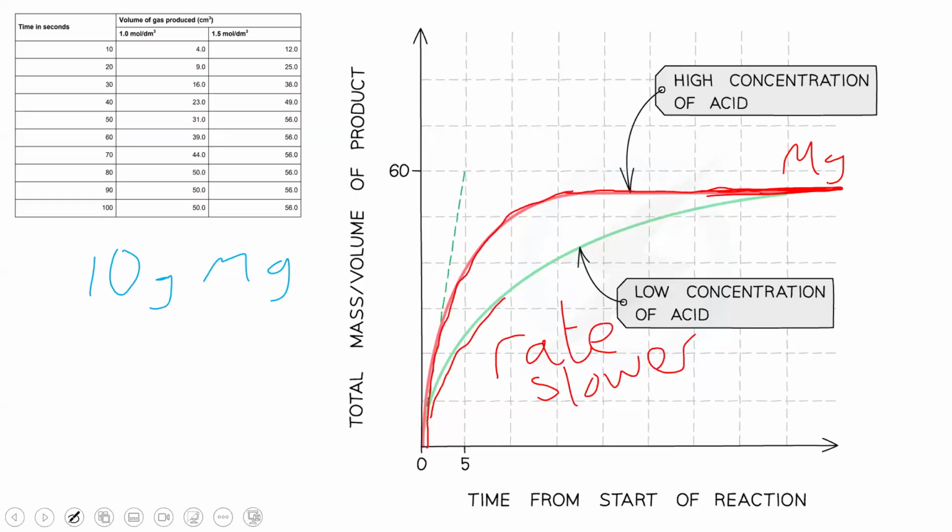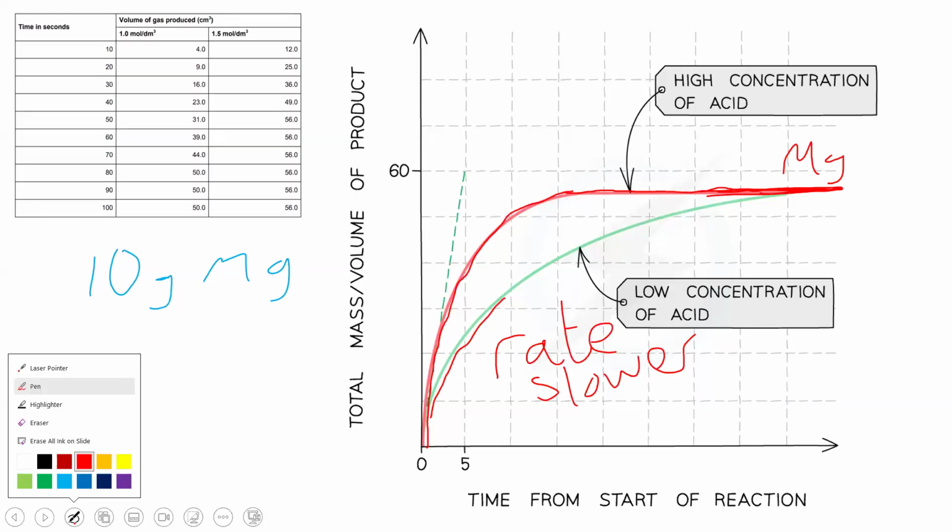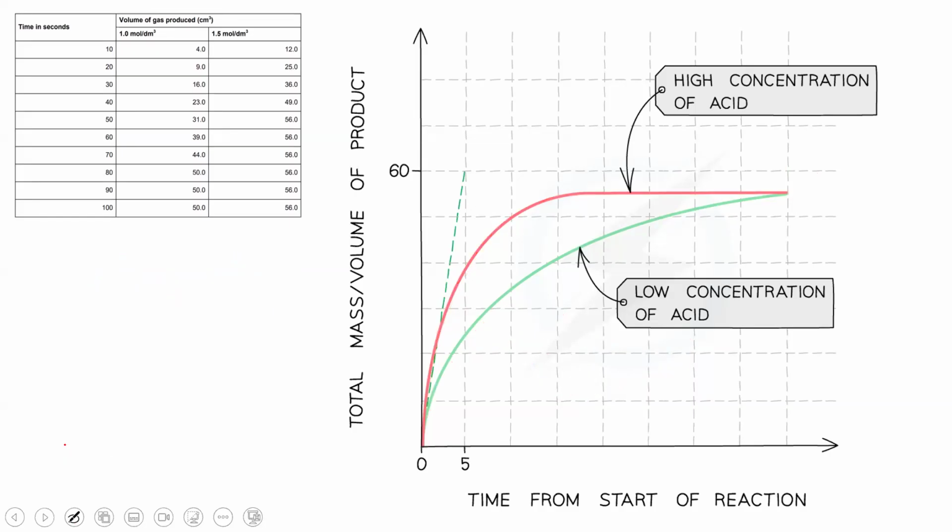So look at the graphs. The key to these graphs is the steeper the line, the faster the reaction. But if they get back to the same place, that means one of the substances has been used up.